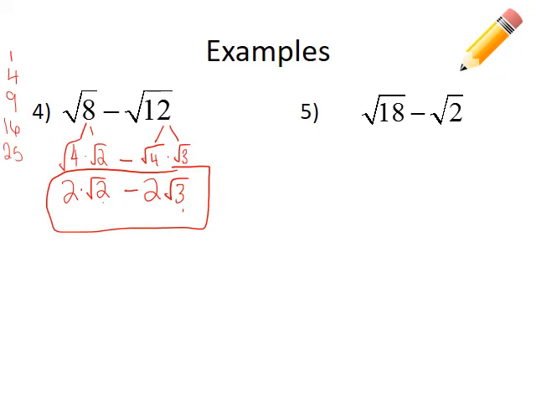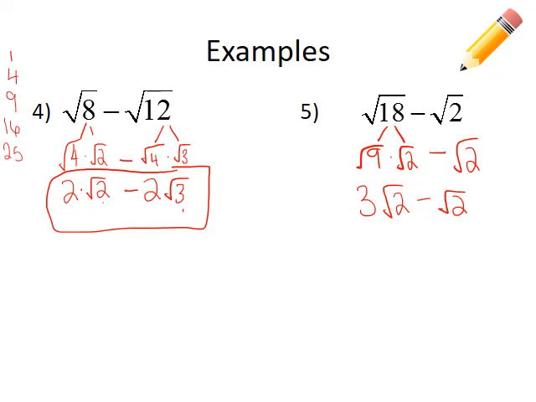18 has lots of different factors, like 3 and 6, but 3 and 6 and 1 and 18, none of those four numbers are perfect squares. But 9 and 2, 9's a perfect square, so we can split 18 into the square root of 9 times the square root of 2. And then we still have this minus square root of 2, because we can't simplify the square root of 2. That's already as condensed as it can go, or simplified as it can go.